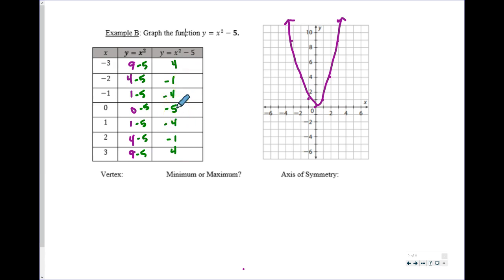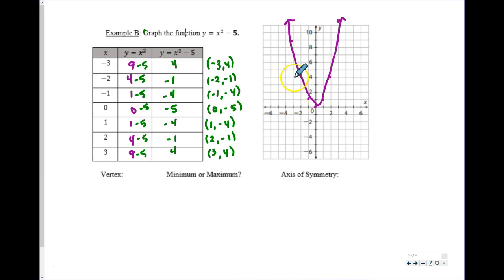So now let's graph this new set of coordinates. My new set of coordinates is negative 3, 4, negative 2, negative 1, negative 1, negative 4, 0, negative 5, 1, negative 4, 2, negative 1, and 3, comma 4. Right? You could also get this from your calculator or table, but I'm trying to show you that a vertical shift is just subtracting from the y values. Okay? So let's plot these points.